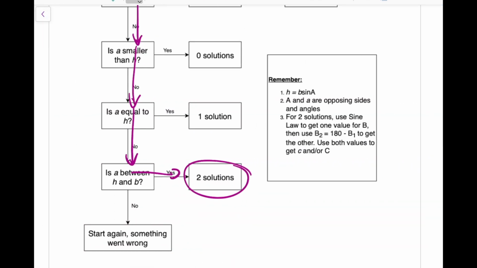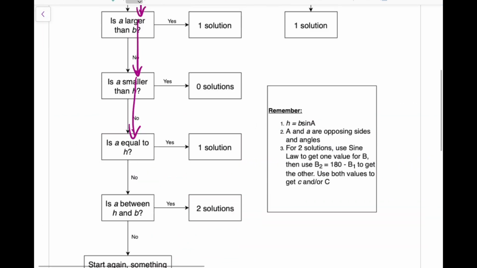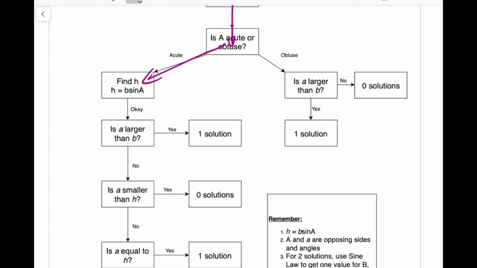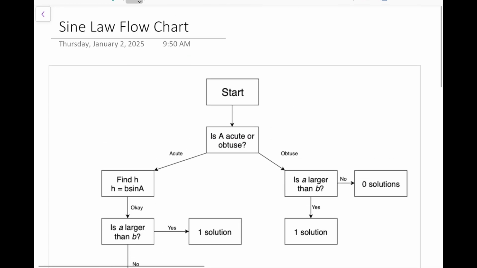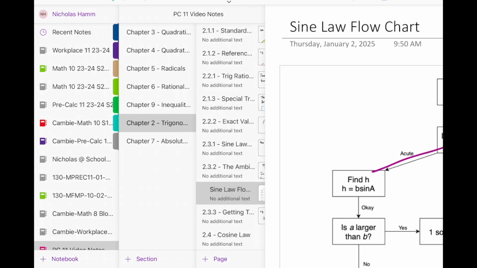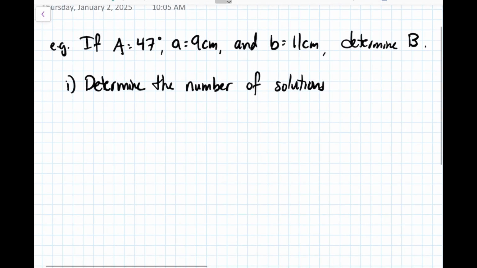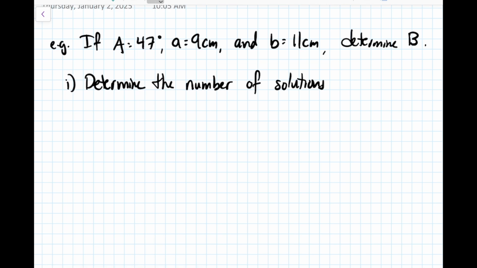Looking at our flowchart and getting rid of the fluff that we used last time, our angle A is acute. So we are going down the acute path. The first thing we need to do is figure out what H is. H is B times sine of A. So if B is 11, then we're doing 11 sine of 47. If you plug that into a calculator, you're going to end up with 8.04.